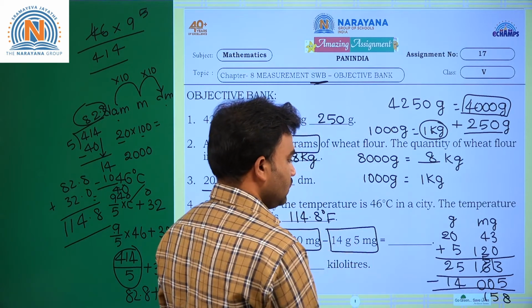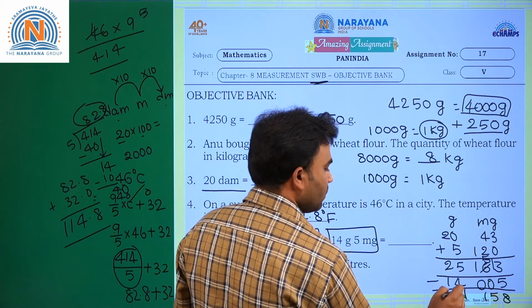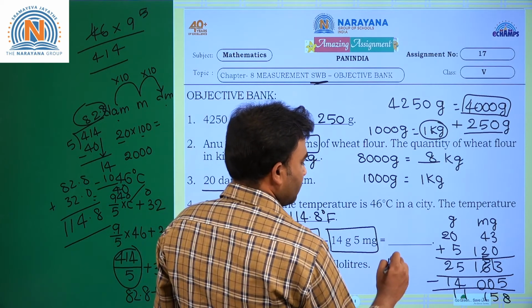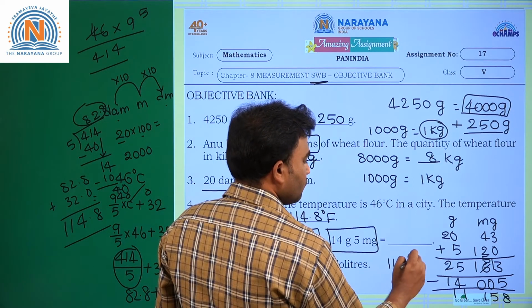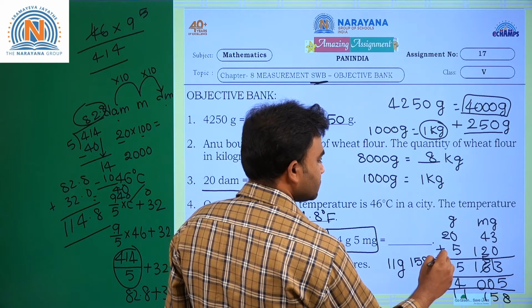25 minus 14. 5 minus 4 is 1. 2 minus 1 is 1. Now the answer is 11 grams 158 milligrams.